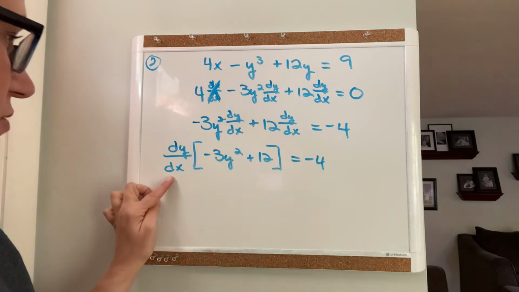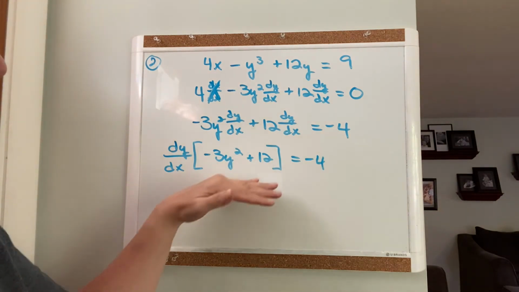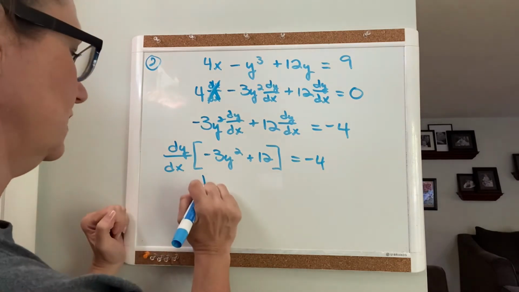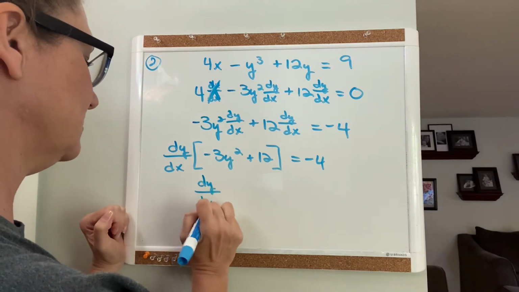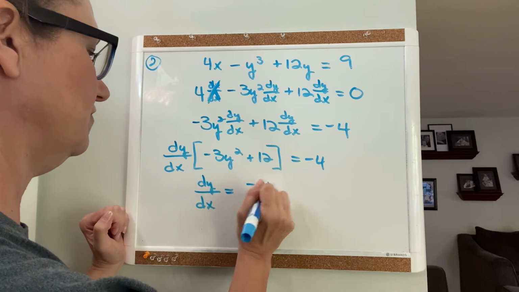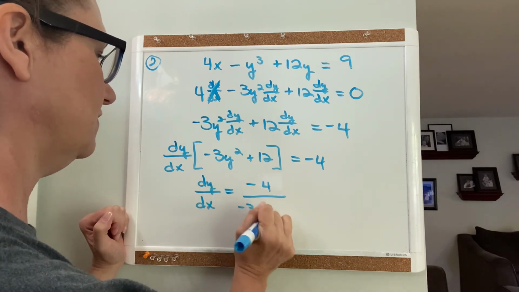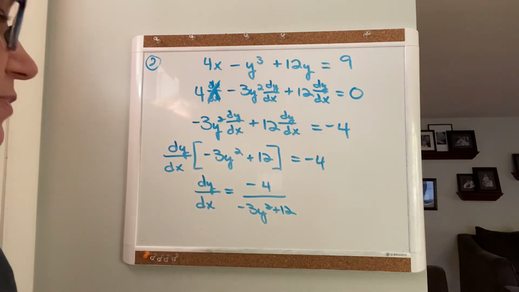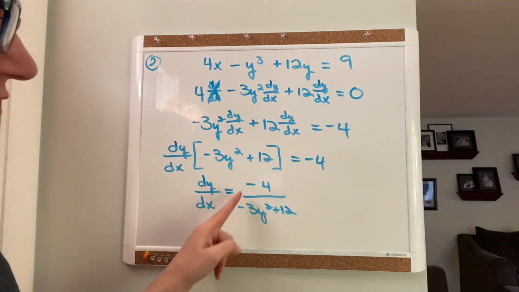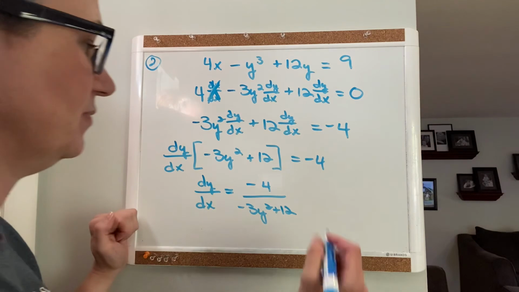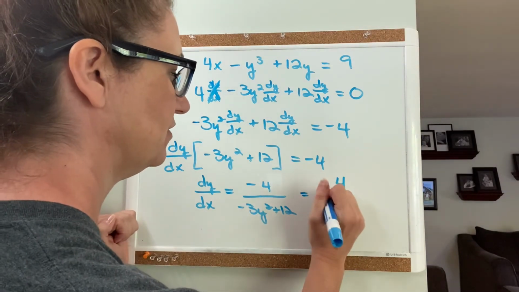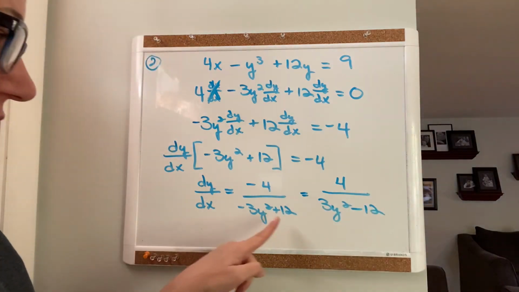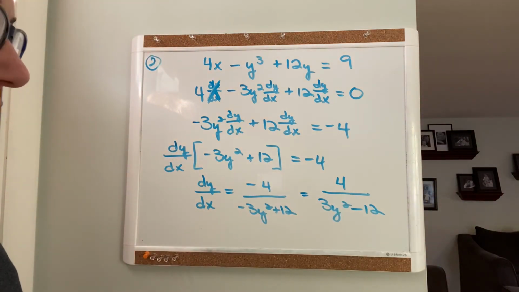negative 4. And in order to get dy dx by itself, we just divide both sides by negative 3y squared plus 12. So dy dx, our derivative, is negative 4 over negative 3y squared plus 12. You can clean this up a little bit. If you were to factor out a negative 1 from the numerator and denominator, you would end up with 4 over 3y squared minus 12. You have to change the sign of every single term.